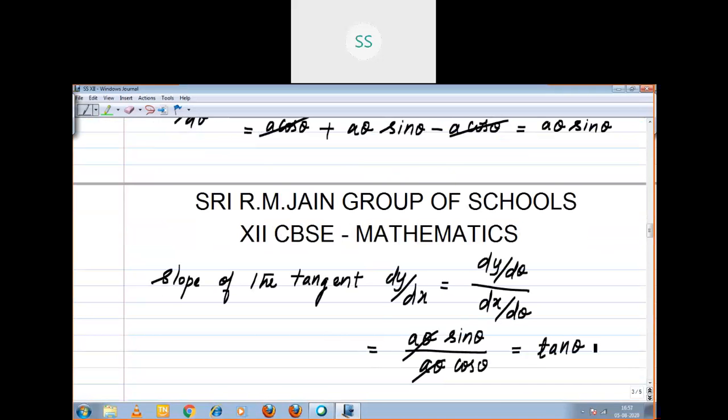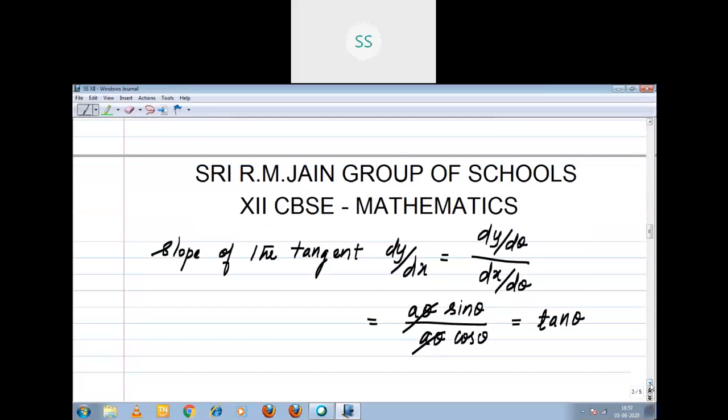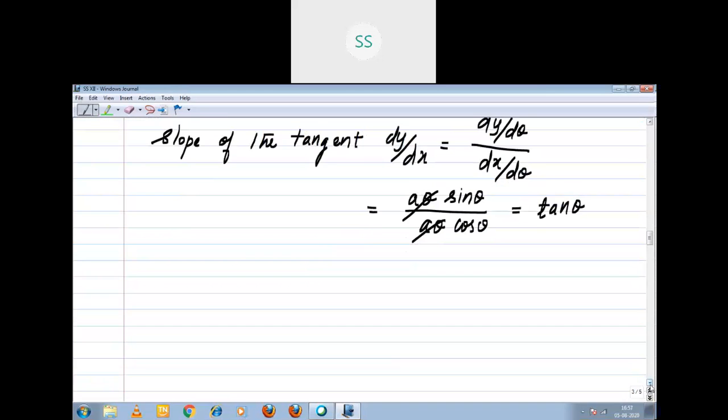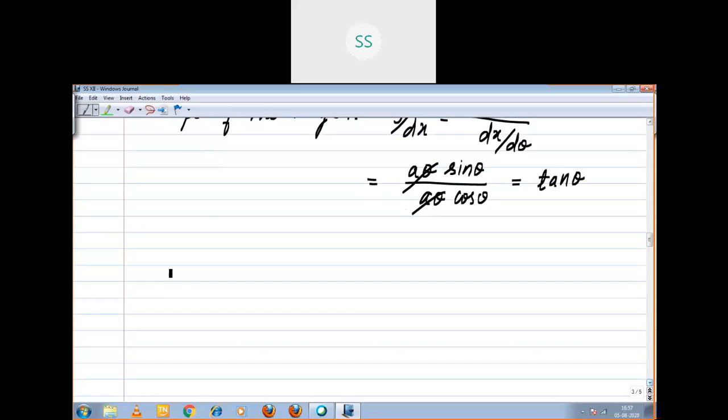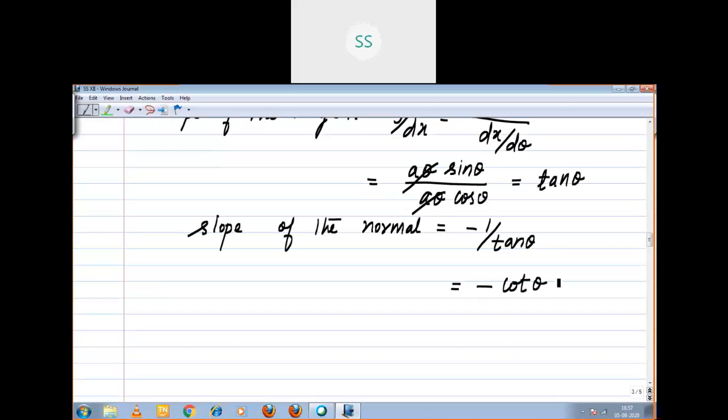What is the slope of the tangent? Tan theta. Then what is the slope of the normal? You know, it is the reciprocal of the slope of the tangent with the opposite sign. Slope of the normal equals minus 1 by tan theta, that is minus 1 by dy by dx, which is equal to minus cot theta. Now I am going to enter into the equation of the normal.